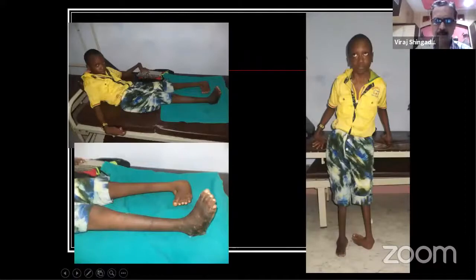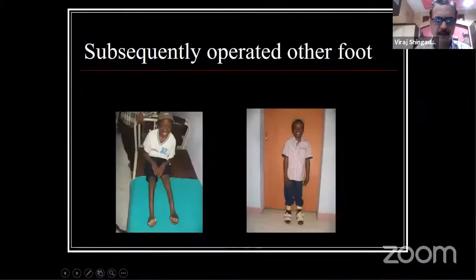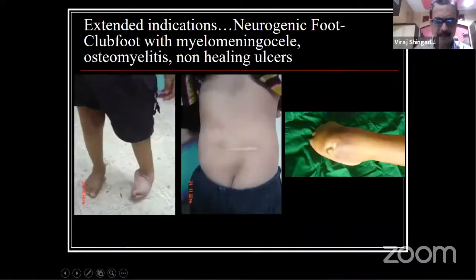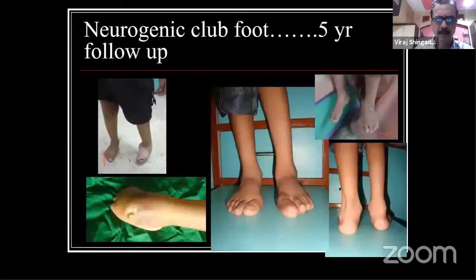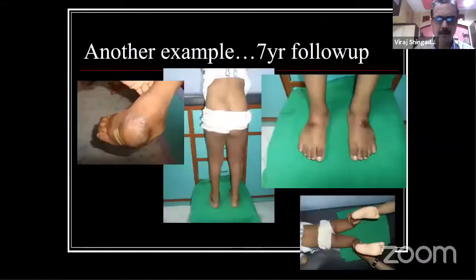And this is a correction we got for the first foot, and then subsequently he came for the other foot, just like that. We extended our indication to the neurogenic foot as well, where from the same osteotomy site we can take out the necrotic bone, and then this is a 5-year and 7-year follow-up of many of these patients, and we even have longer follow-up for this.